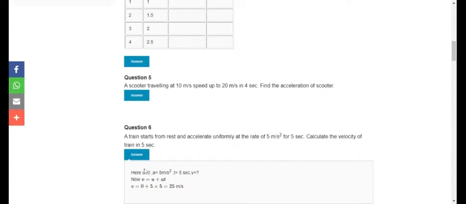Here you can see the answer. The initial velocity is 0. Acceleration is 5 meter per second square. The time is 5 seconds, and the final velocity is not known. So we can use the formula v is equal to u plus at, and finally calculate that v is equal to 0 plus 5 into 5, which is equivalent to 25 meter per second.